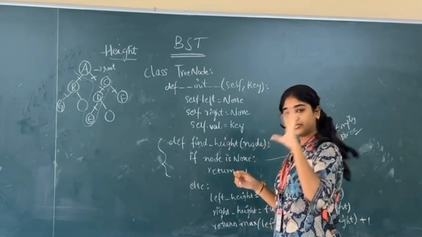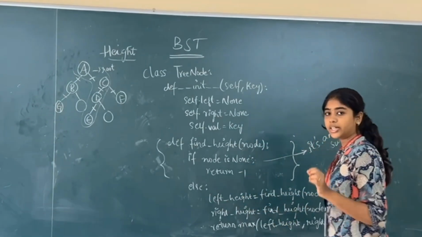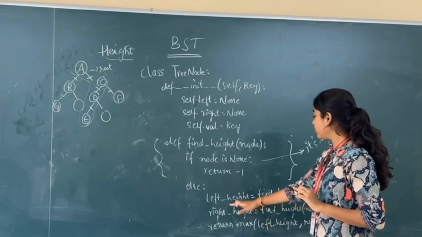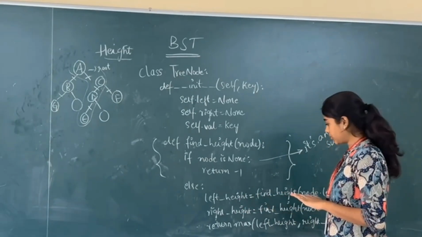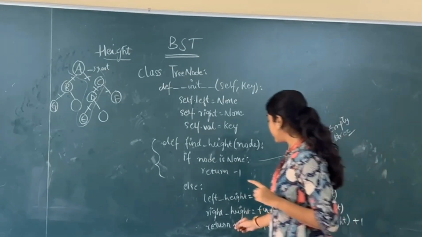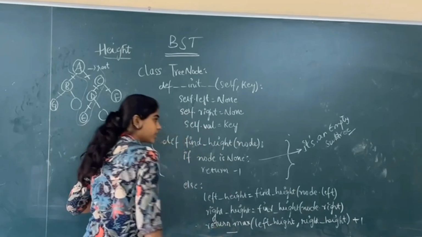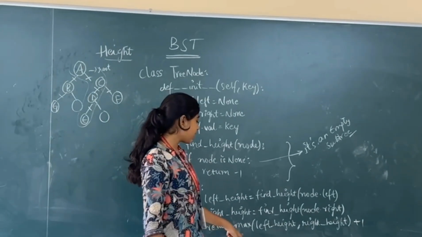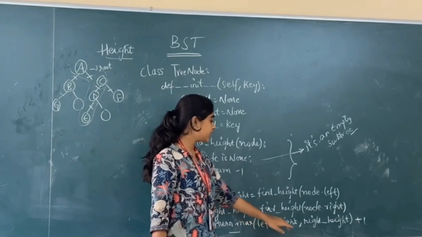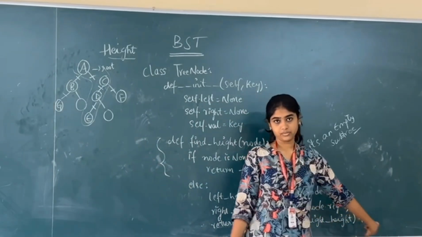Else, if the node contains a particular value, or it is not an empty subtree, then we find the height of the left subtree. And again we find the height of the right subtree. Now here comes the main part. It returns the maximum of the heights of the right subtree and the left subtree, added to 1.